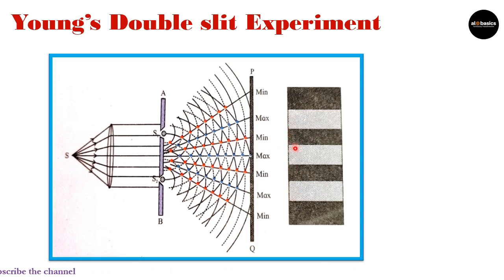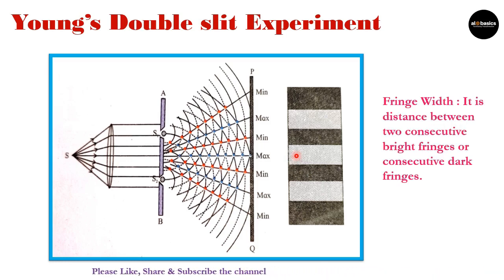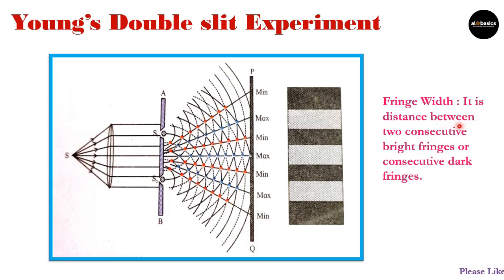You can see bright and dark fringes, and these fringes are separated by a certain distance. Fringe width is the separation, or the distance, between two consecutive bright fringes or two consecutive dark fringes. Means from this to this or from this to this. Here we are taking the distance from the center of one fringe to the center of the next fringe.